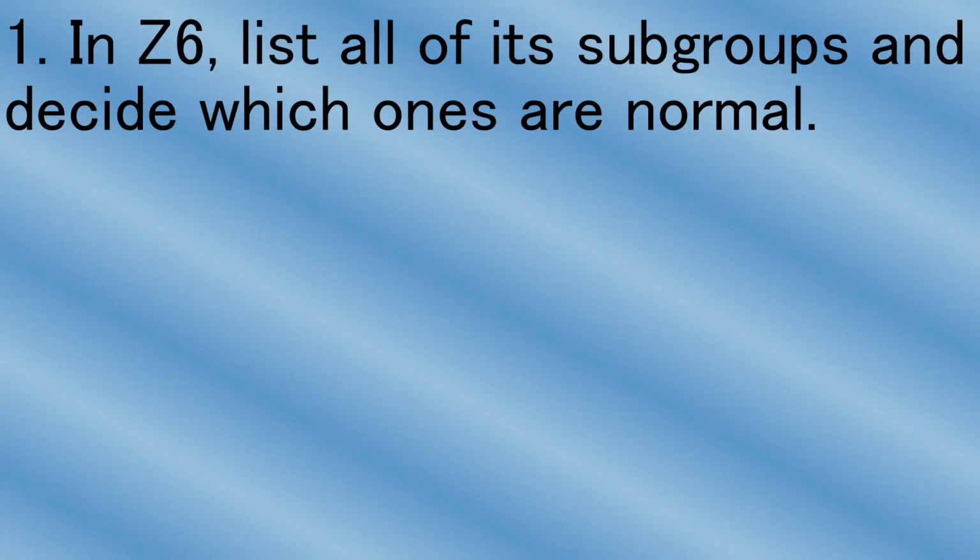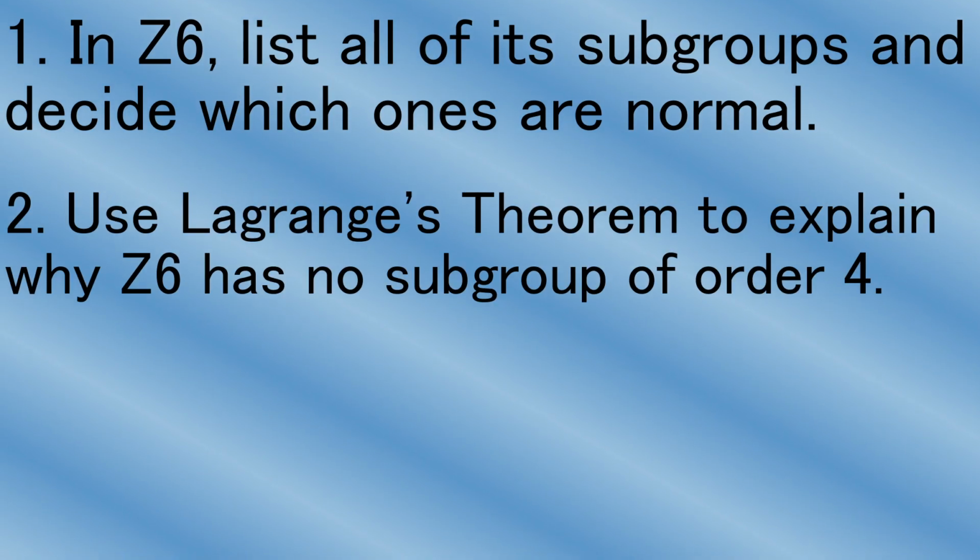The first exercise is, in Z6, list all of its subgroups and decide which ones are normal. Hint, remember that Z6 is abelian, so this one shouldn't be too bad. The second one, use Lagrange's theorem to explain why Z6 has no subgroup of order 4. Think about what Lagrange's theorem tells you about the possible sizes of subgroups.